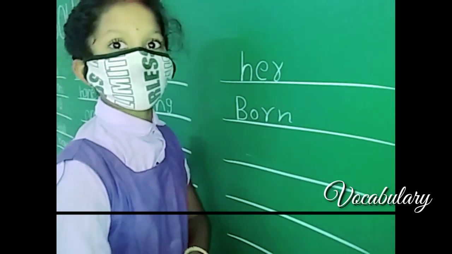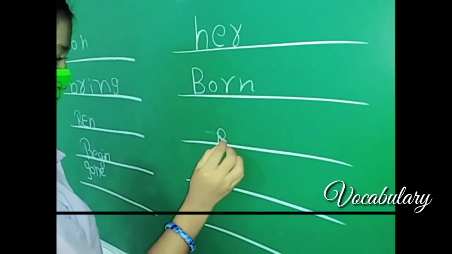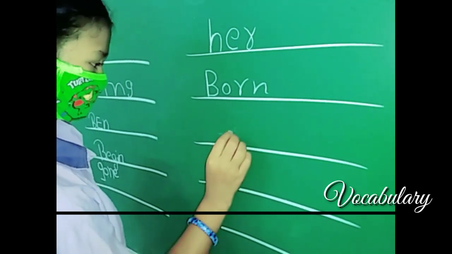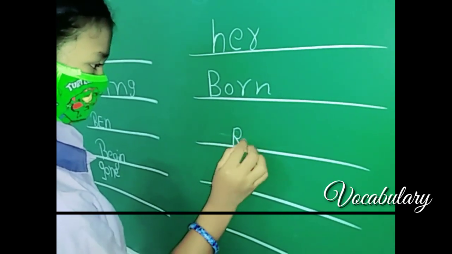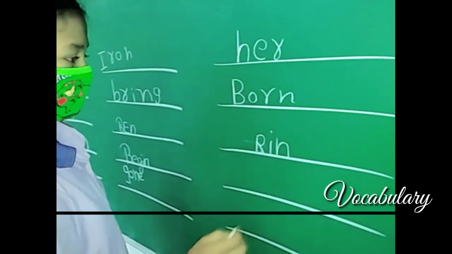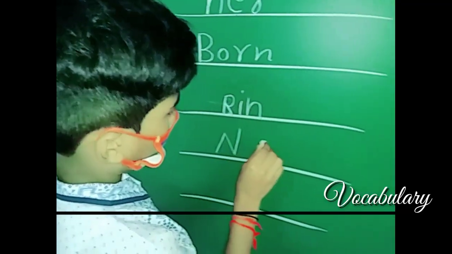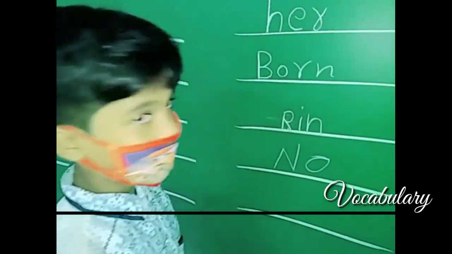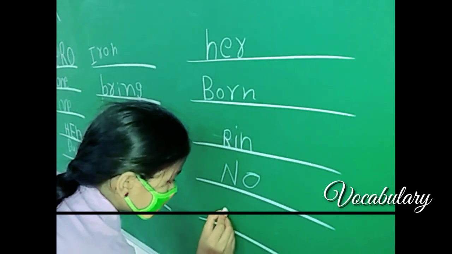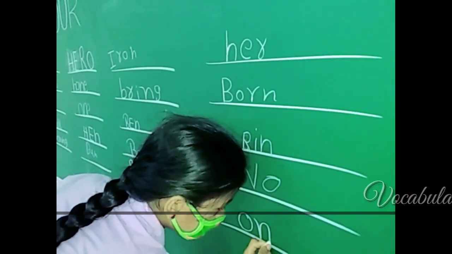B-O-R-N, born. Very good. What is the word? R-I-N, in. Good. What is the word? On. O-N, on. Good.